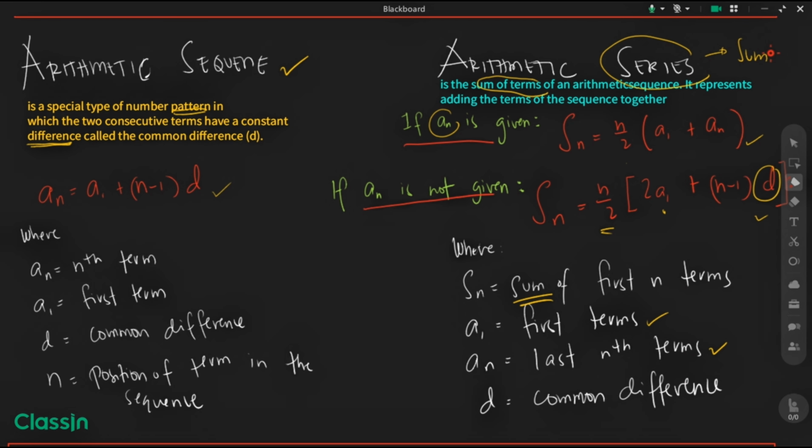Again, when we say series, it is the sum, where S sub n is the sum of the first n terms, A sub 1 is the first term, A sub n is the last term, and the d will be our common difference. Okay, so let's proceed with examples for you to understand the arithmetic series.